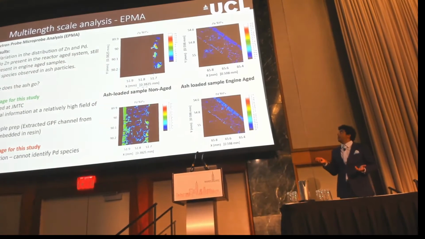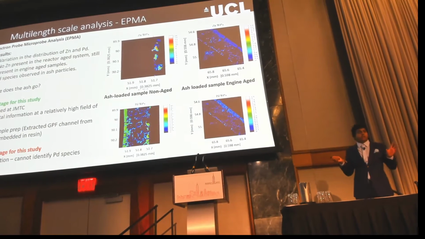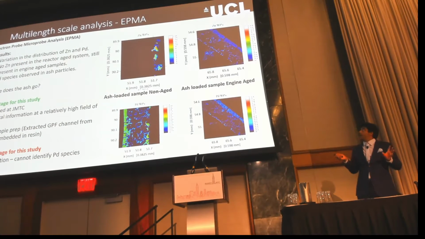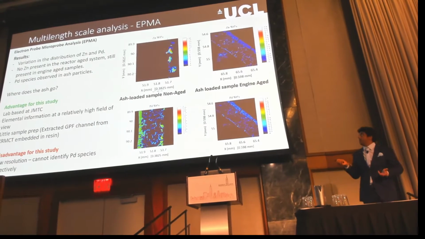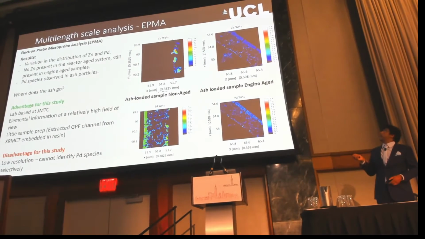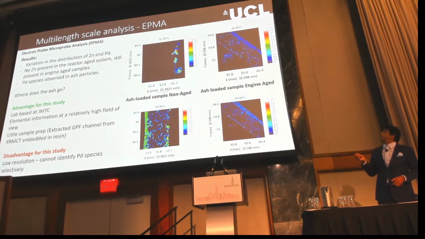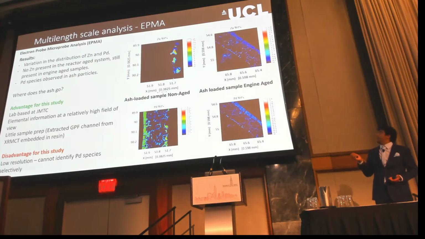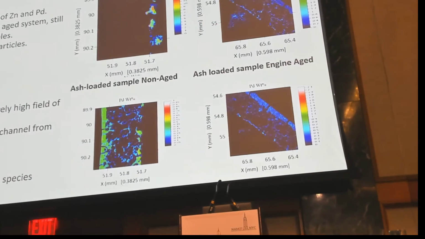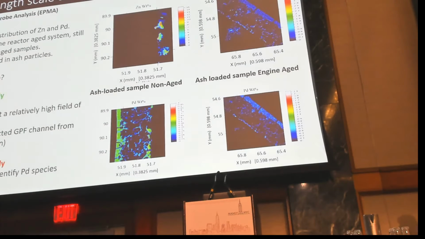So this is electron probe analysis. We took a region of interest, what we found from the XRM, and we used this study, which is essentially elemental mapping using a wavelength dispersive detector. What I'm showing you here is zinc and palladium. Zinc and calcium are two of the main components that we found from the ash itself. What we're seeing upon engine aging is that the zinc component is actually moving into the GPF washcoat region, which coincides with where the palladium is also, which is great.